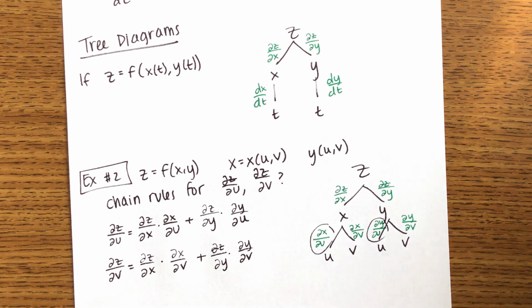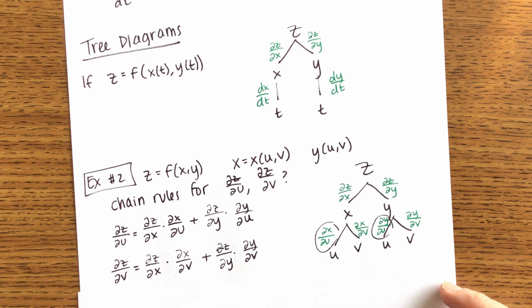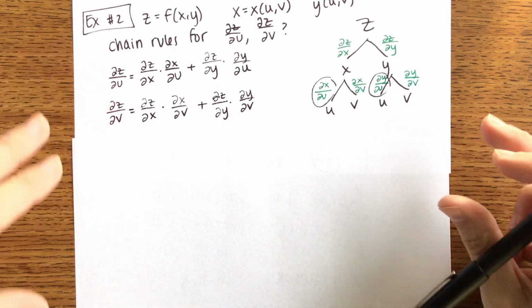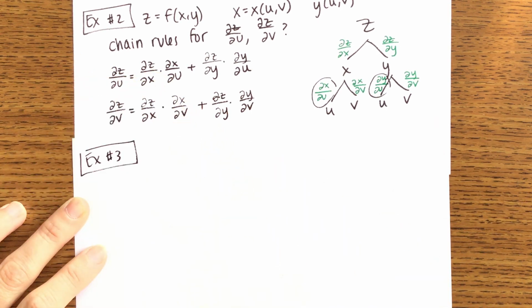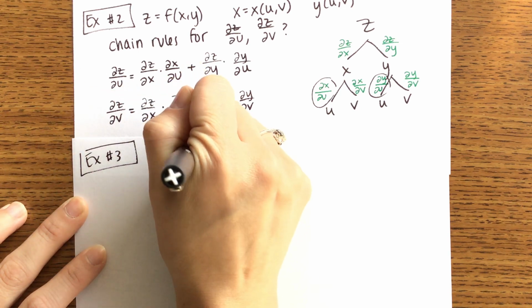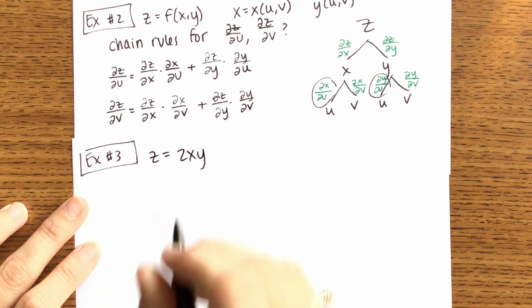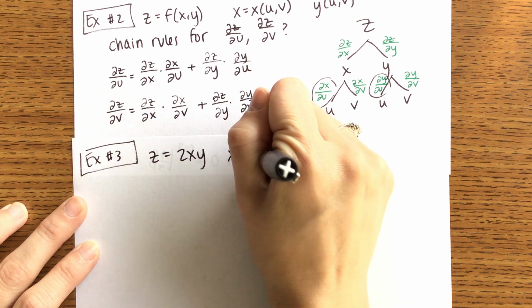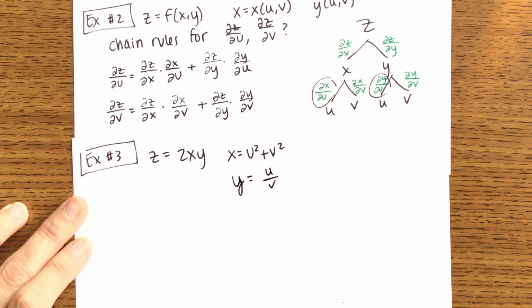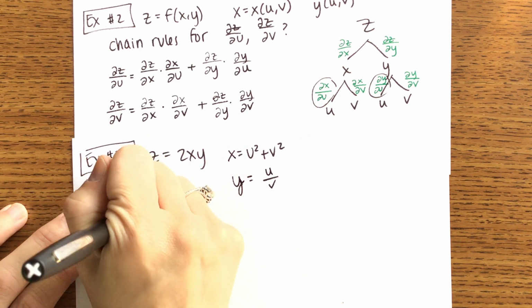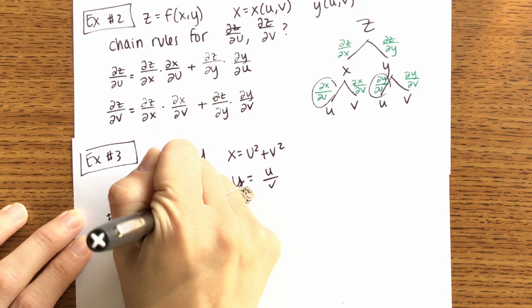Okay. Do we get the idea of the tree? We do? Okay. We're going to do a few examples. Here's the example that you're going to do. Well, we're going to do this one together. You guys will do the following one. Let's say z is the function 2xy. X is the function u squared plus v squared. Y is the function u over v. And I want us to find partial z with respect to u.